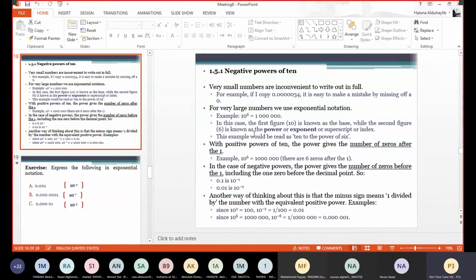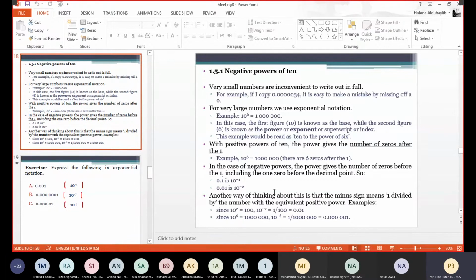This means how many times 10 will be multiplying itself, which is actually 10 multiplying itself 6 times. 10 multiply 10 multiply 10 multiply 10 multiply 10 multiply 10, 6 times. With positive power of 10, the power gives the number of zeros after the 1. So 10 to the power 6 means we have 1, then we have 6 zeros after the 1, which is equal to 1 million. In the case of negative power, we divide it.